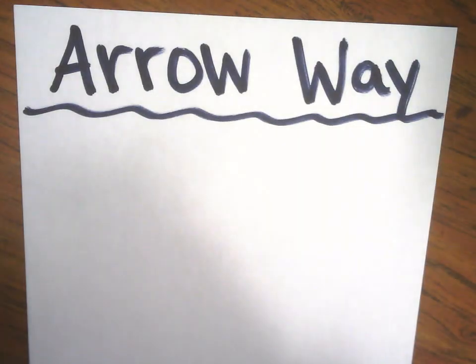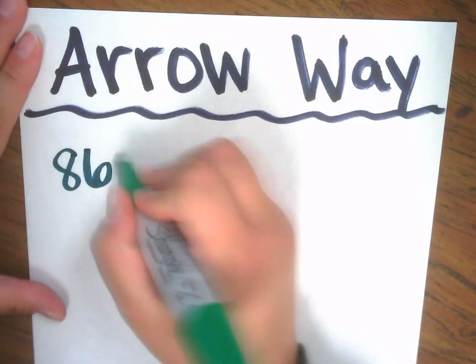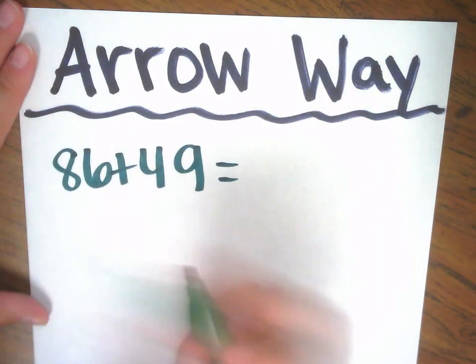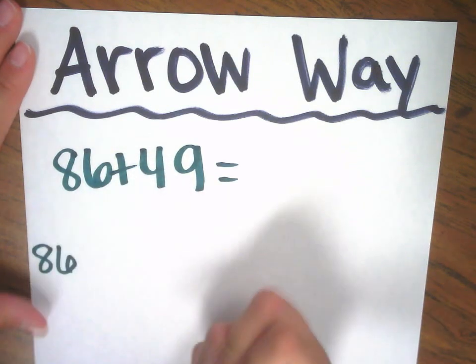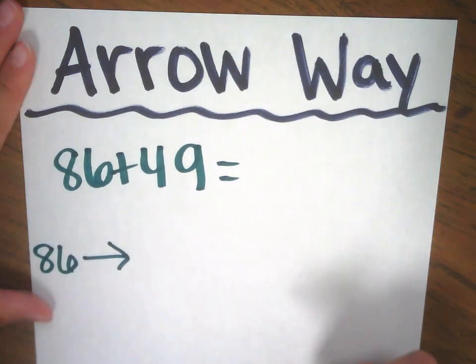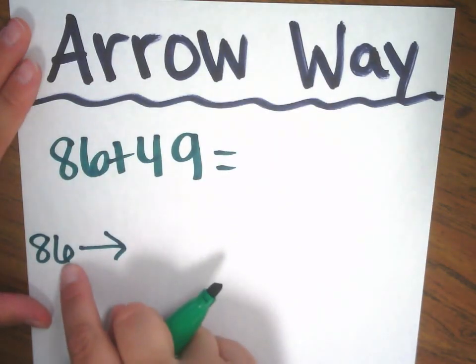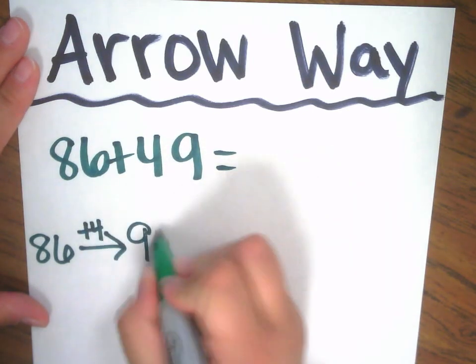All right, so I'm going to start. We have 86 plus 49. I'm going to go through this one kind of quick. So I'm going to start with 86. It doesn't matter which one you start with, because with addition, it just doesn't matter. We start with 86. We draw an arrow. I need to add 49 total. So I'm going to start here. 6 and 4 make 10. So I'm going to do plus 4. That would get me to 90.